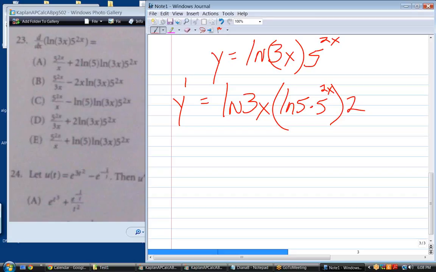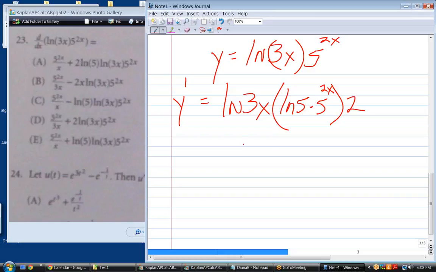In other words, if you force me to use u substitution, I'm going to let u equal 2x, because I know how to take the derivative of 5 to the u. That's what it comes down to: if you ever are in question as to what to make the inside, go to u substitution and then see if you can differentiate it with u substitution.